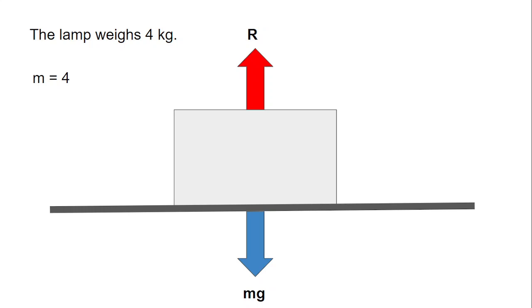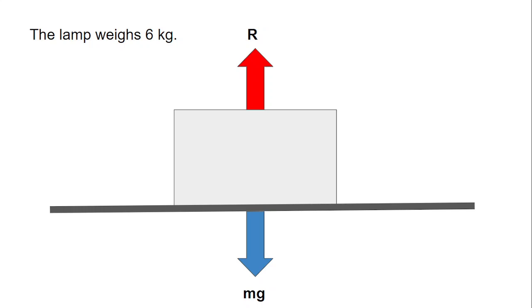The lamp now weighs 4 kilograms. In other words, M equals 4. What is the value of R? R equals 4g. R equals 4 times 9.8. R equals 39.2 newtons. The lamp weighs 6 kilograms.